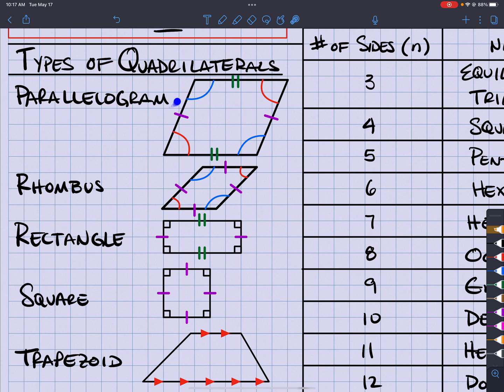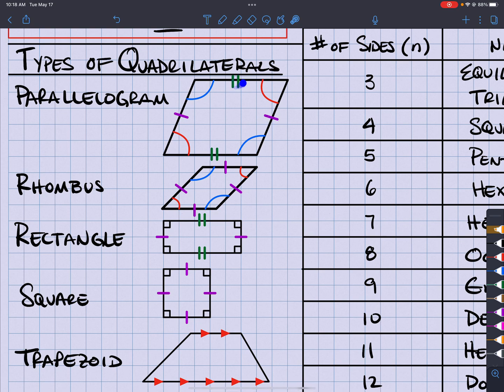So, for example, a parallelogram means that the opposite sides are parallel to each other. Okay. Now, you notice that I marked it in color and also with hash marks here. So the opposite angles are the same. Opposite sides are the same. Okay. But this side might not equal this side. That's why this has 1 hash mark and this has 2. Okay. So that's a parallelogram.